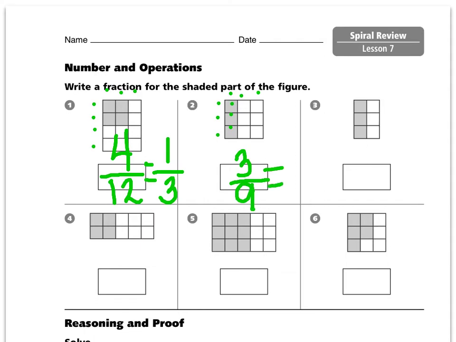So I have to think about what goes into 3 and into 9 evenly. And I know 3 goes into 3 and into 9. It goes into 3 one time, and it goes into 9 3 times.